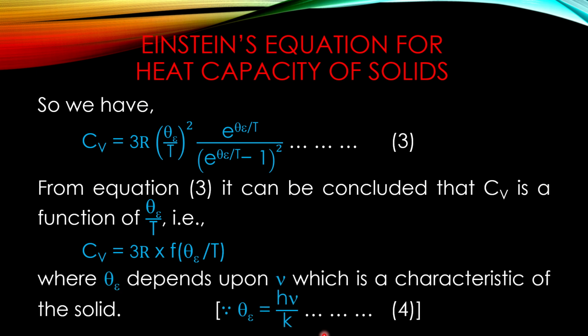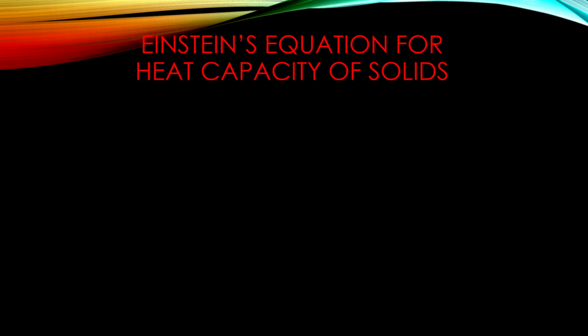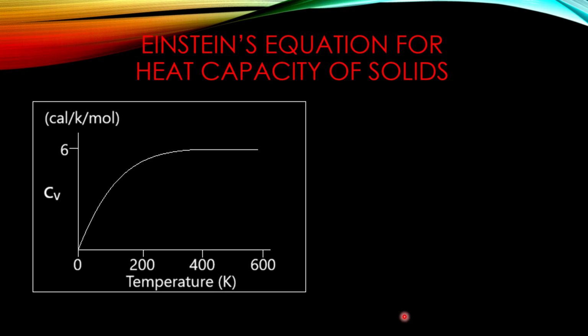Okay, and theta epsilon depends only upon the value of that common mean frequency nu. And this frequency is the characteristic of that particular solid. And the expression of theta epsilon, which is equal to h nu by k, is given in equation number 4, because with the help of equation number 3 and 4 we have to find out the value of Cv. And if you plot according to equation number 3, Cv against t, then you will get this type of curve theoretically, which at this point would support the Dulong-Petit law.